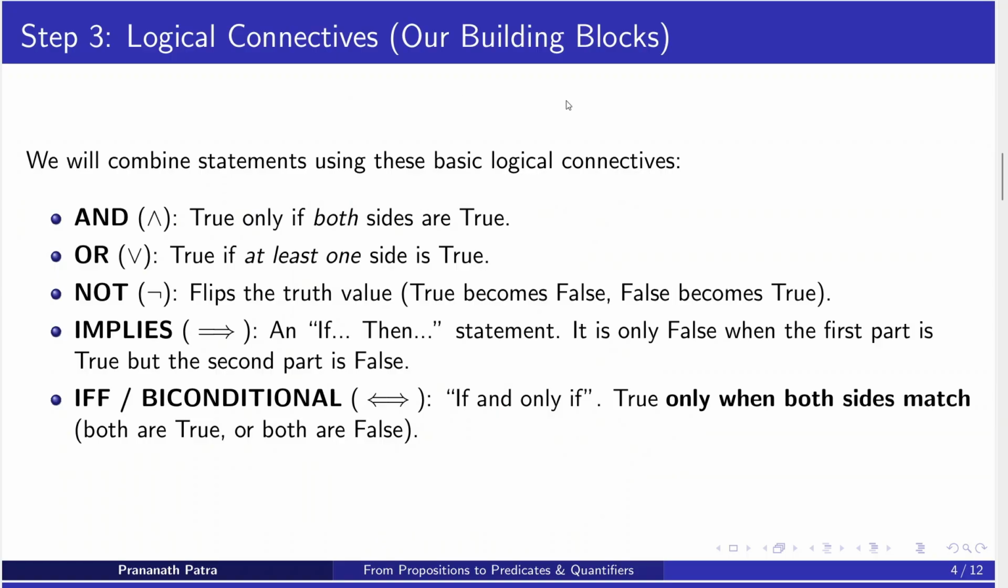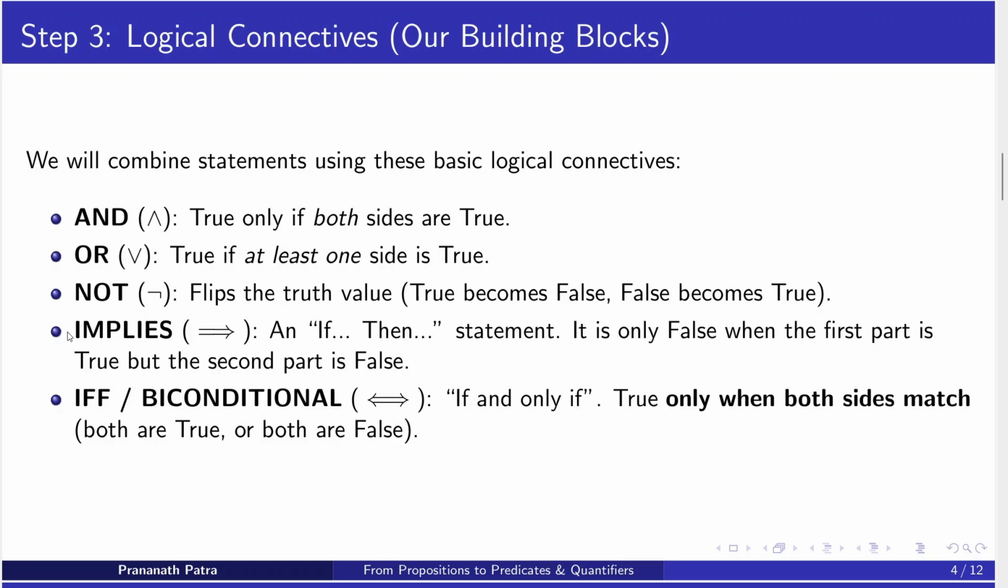Step 3 involves logical connectives. These are our building blocks, and we will use them to combine statements. First is AND. An AND statement is true only if both sides are true. Next is OR. An OR statement is true if at least one side is true. Then we have NOT, which simply flips the truth value. True becomes false, and false becomes true.